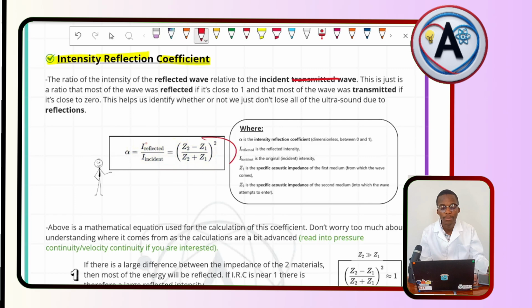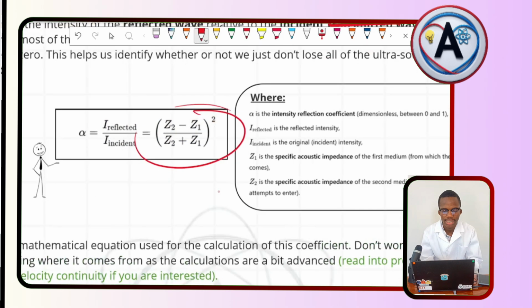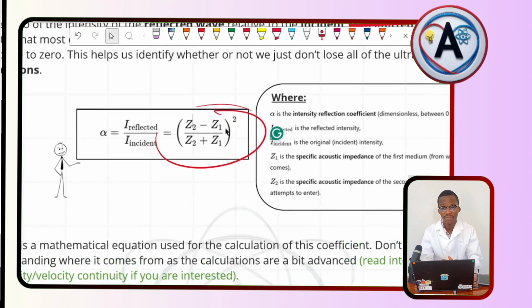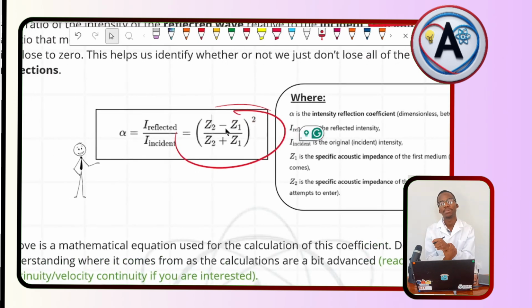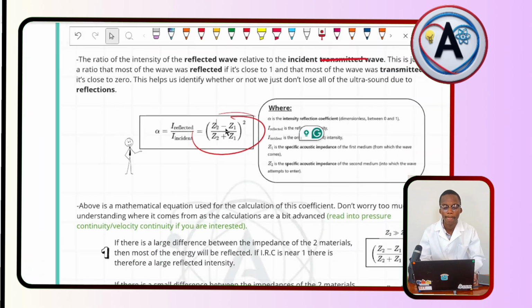And we have a way in which we can relate the coefficient itself to specific acoustic impedances. So if you're given two mediums, one with specific acoustic impedance Z2 and the other with Z1, you can say Z2 minus Z1 divided by Z2 plus Z1, all of that squared. So what you're getting is what's known as the intensity reflection coefficient.